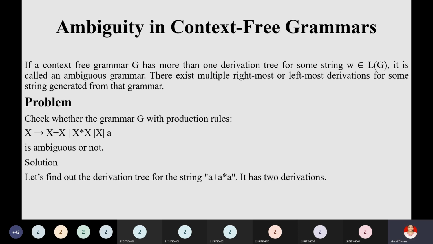We'll see one example for that. So here check whether the grammar G with the production rule X tends to X plus X, X into X, X or a is ambiguous or not.